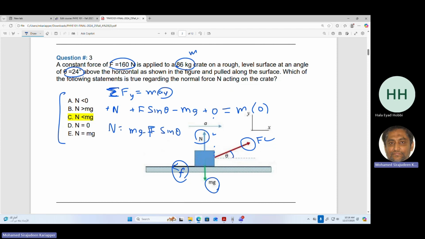So we know, looking at this, because these are all positive and there is a negative subtraction, let me rewrite this. So this is positive, we are subtracting a positive value from mg. That means N is going to be less than mg. Hala, is that good? Okay, right, so N is less than mg.